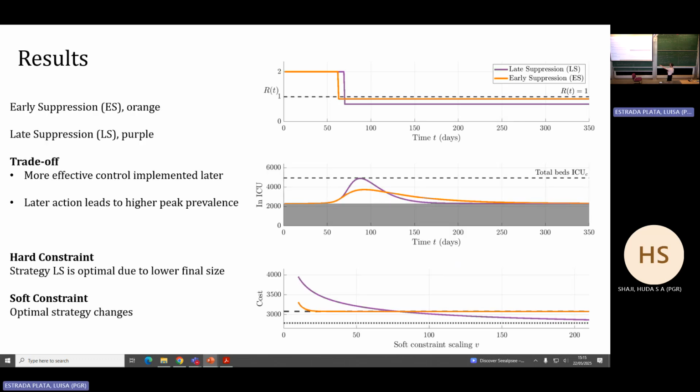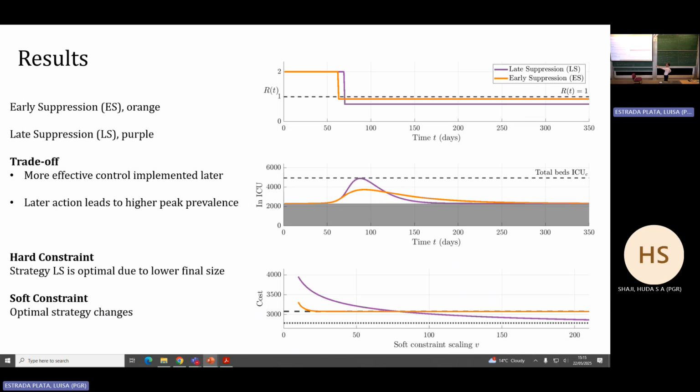So the first scenario, we have these 2 strategies which on paper look like they don't violate our constraint, but they're going to have different costs depending on whether we use a hard or soft constraint. So the early suppression strategy is we're acting early, we bring in our intervention, we get R below 1, but not drastically below 1. So it's enough to flatten the curve and reverse outbreak growth, but you have a long effect for it to really get down to lower prevalence levels. But you're never really threatening the ICU barrier.